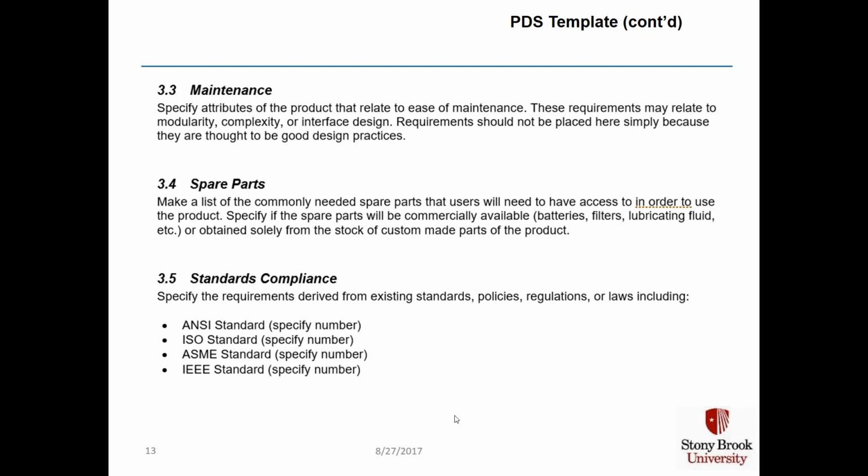In section 3.3, you write down how you will design the product for ease of maintenance by the customer. You write down the necessary spare parts for the customer to keep in section 3.4. In section 3.5, you write down which engineering standards are applicable to your design. More about those standards in an upcoming video.